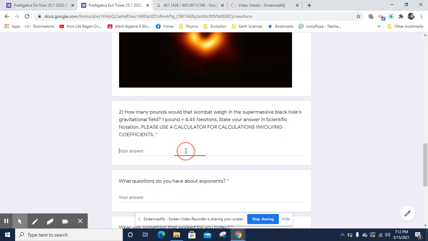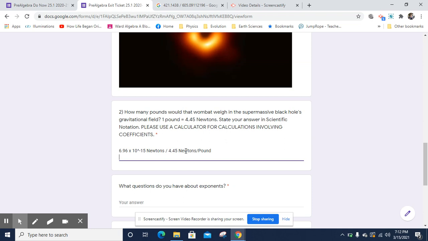So what we need to now do is take that, and since there are 4.45 newtons per pound, we're going to divide that by 4.45 newtons per pound, which will end up working out to pounds. So let me copy that. Okay, and the newtons over newtons are going to cancel out. And down here I'm dividing by 1 over pounds, which means the whole thing is going to be in pounds because that's going to flip that.